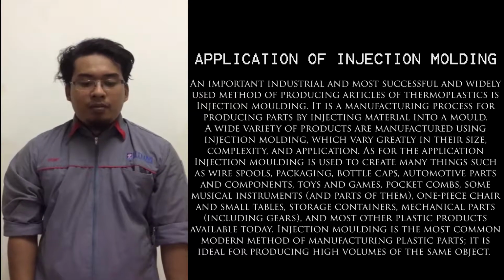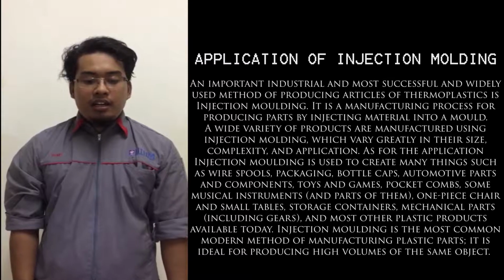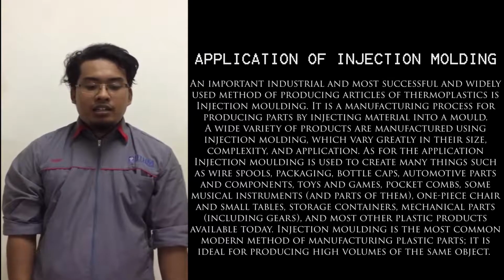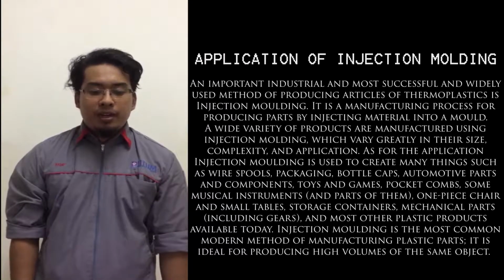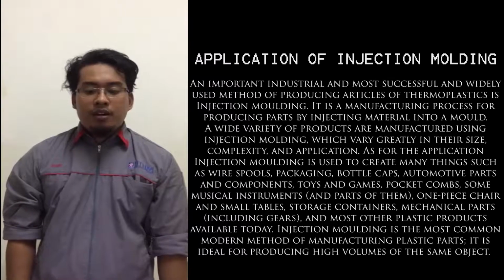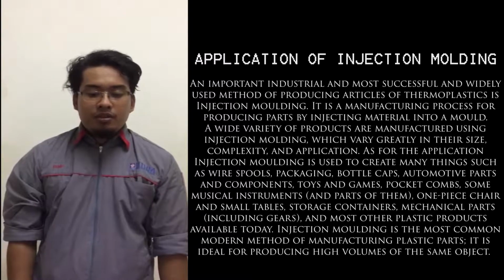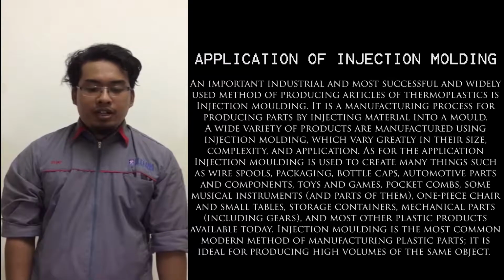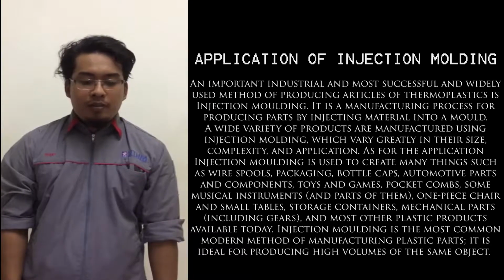A wide variety of products are manufactured using injection molding, which vary greatly in their size, complexity, and application. Injection molding is used to create many things such as wire spools, packaging, bottle caps, automotive parts and components, toys and games, pocket combs, some musical instruments and parts of them, one-piece chairs and small tables, storage containers, mechanical parts including gears, and most of the other plastic products available today.